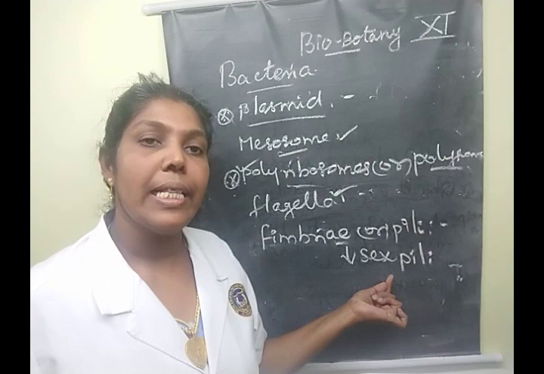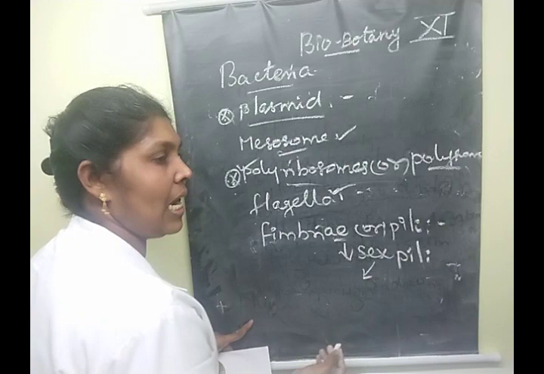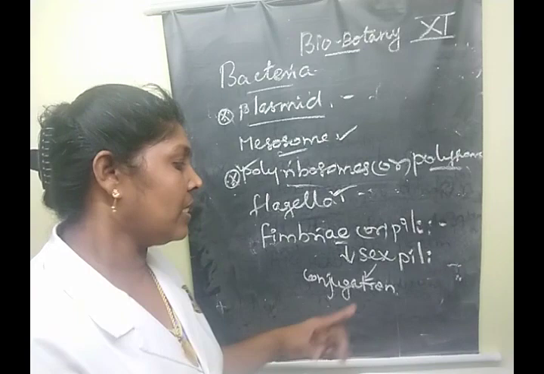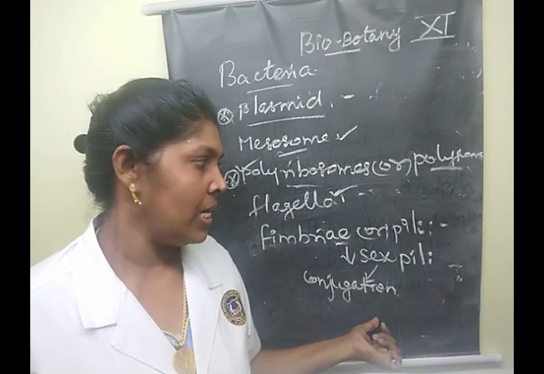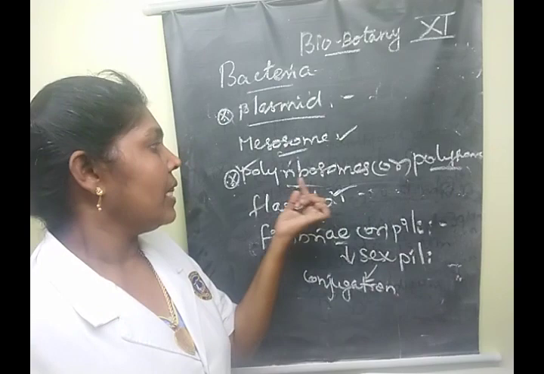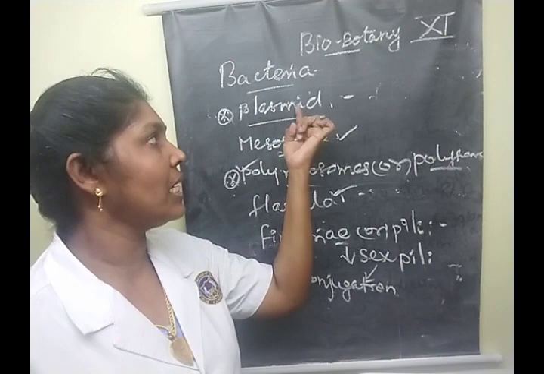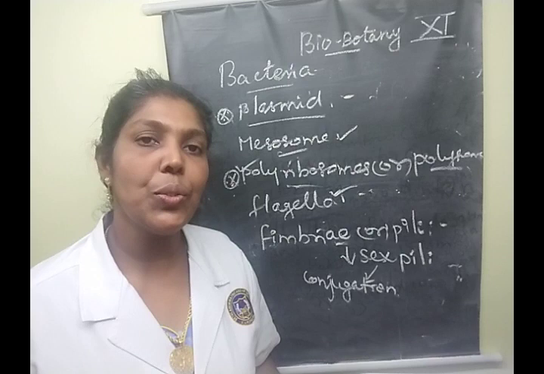What do we mean by conjugation? The sex pili help in conjugation. Conjugation is one type of sexual reproduction in bacterial cells. Understood, children? So, what are flagella, what are pili, what are polyribosomes, what are mesosomes, define plasmid, what is the classification of plasmids? All these questions come under 2 or 3 mark questions. Understood, children? Say yes or no?